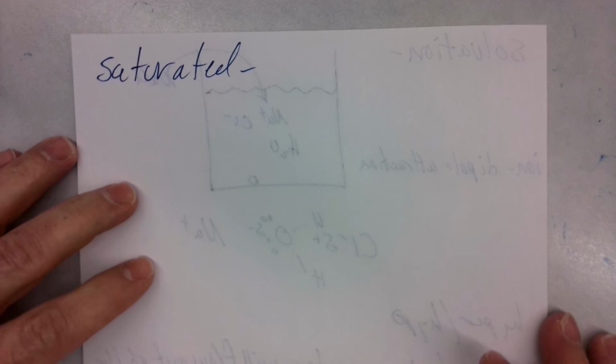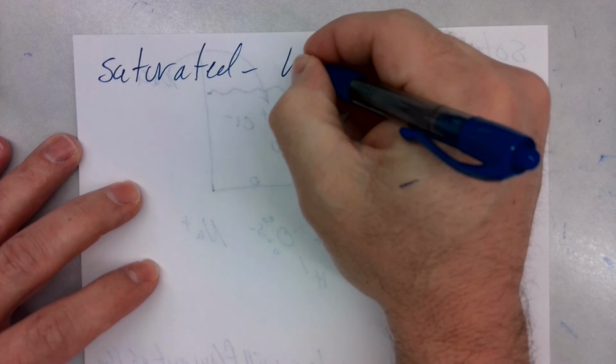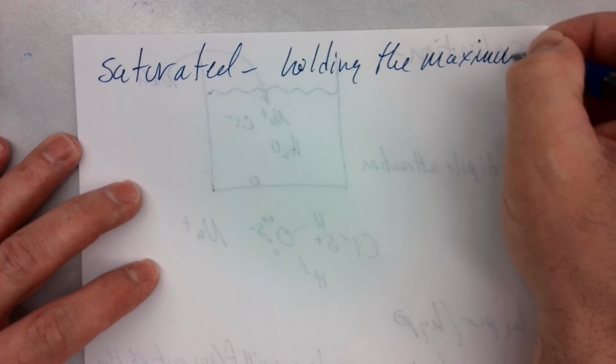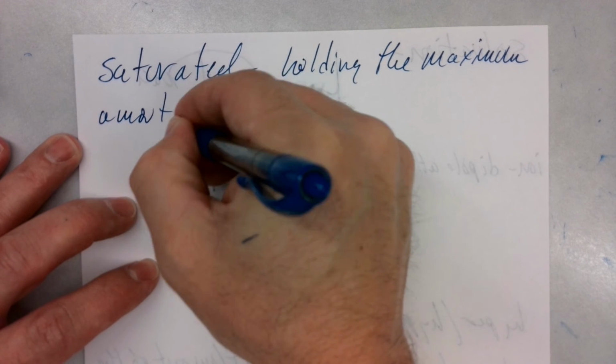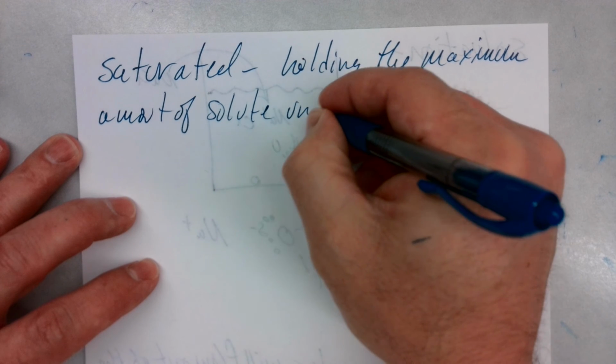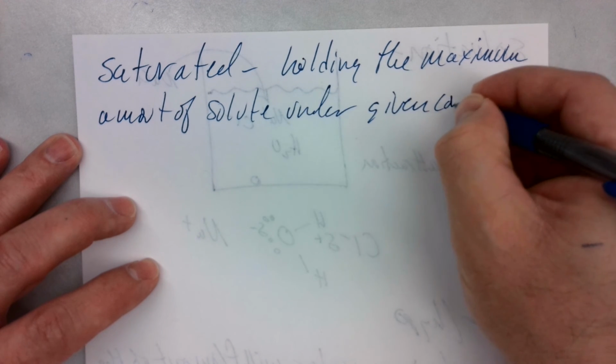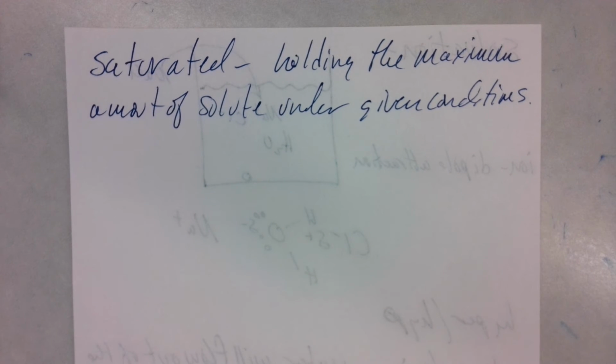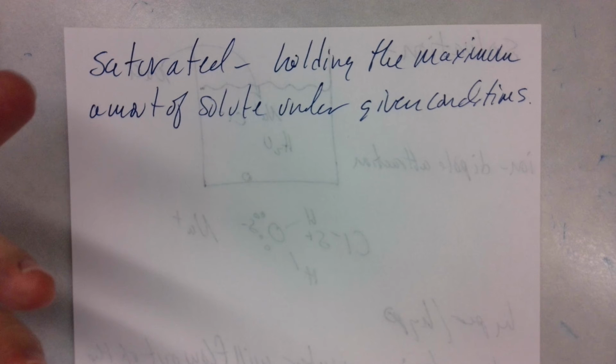Isn't that like when the max amount of salt used can be dissolved or something? Holding the maximum amount of solute under given conditions. Okay, so when I was a kid, we used to make candy all the time. You take your pan, put it on the stove, and dump a whole bunch of sugar in it. No matter how hard you stirred, all that sugar wouldn't dissolve until you heated it up, right? Once I heated it up, all that extra sugar would dissolve.